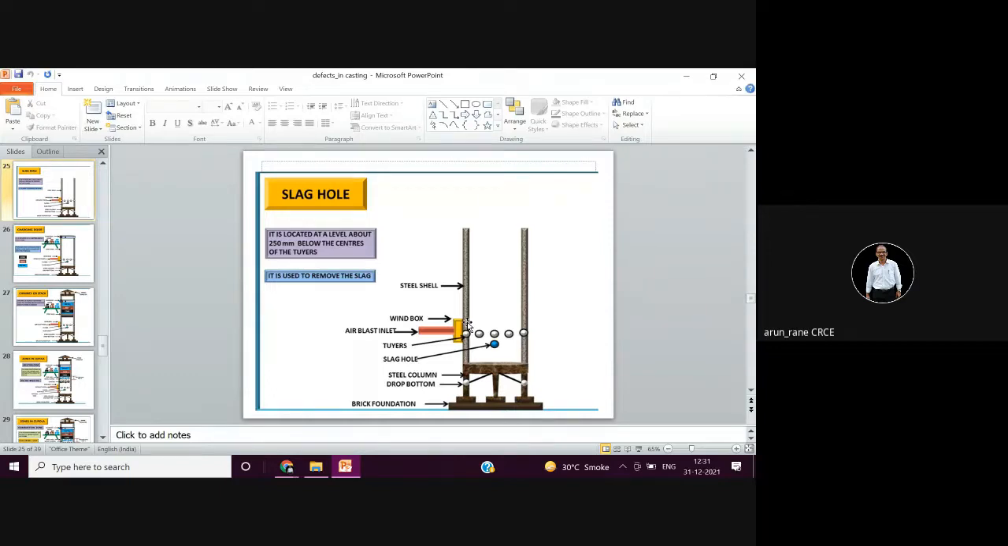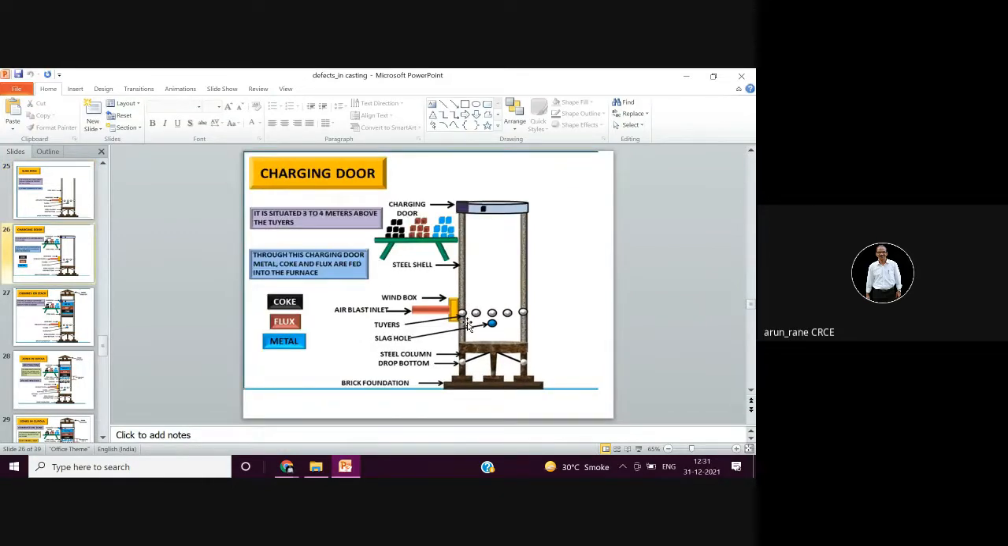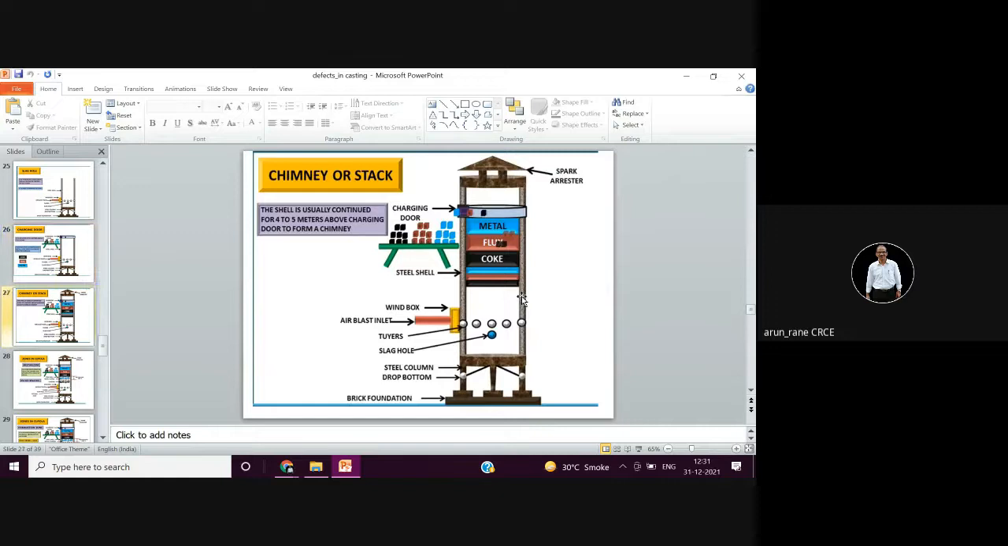This is slag, which is located at the bottom. Slag is nothing but impurities. Charging door at the top: from here you put in all the material that is to be melted. Chimney, for the smoke to go out.